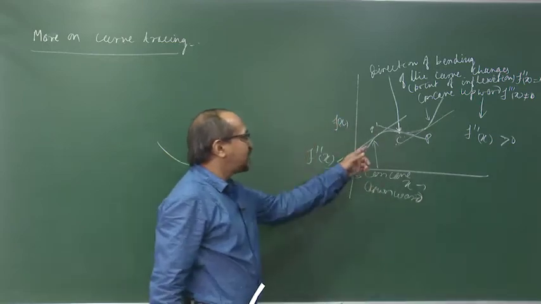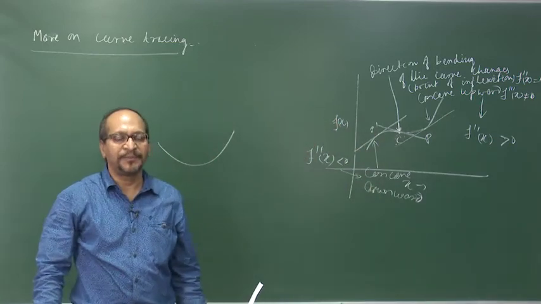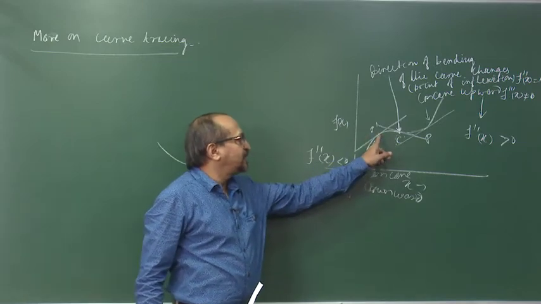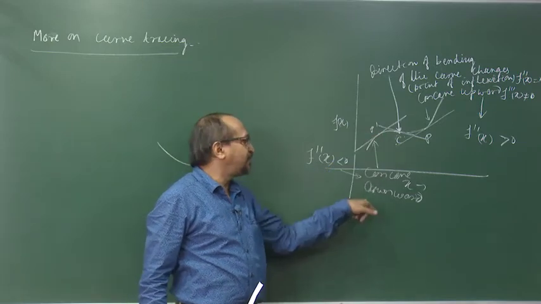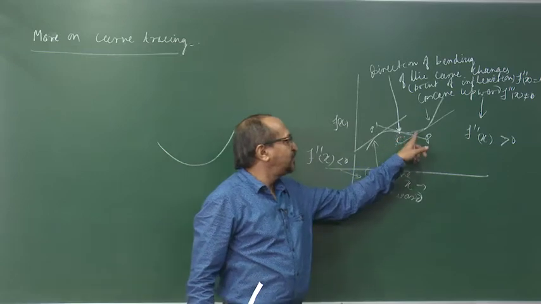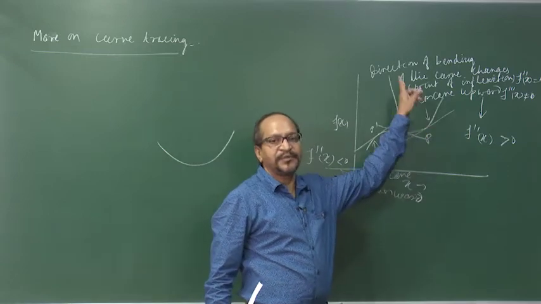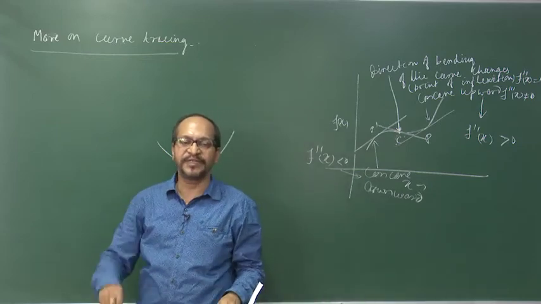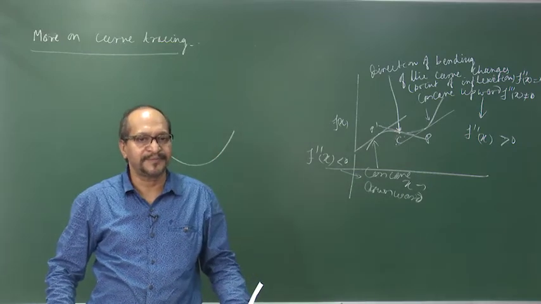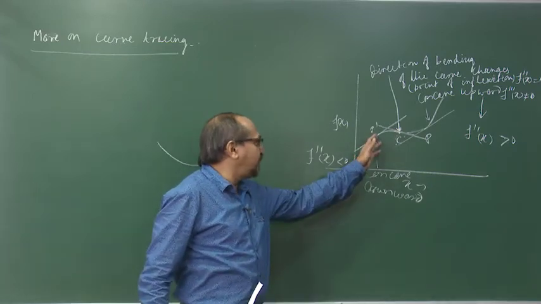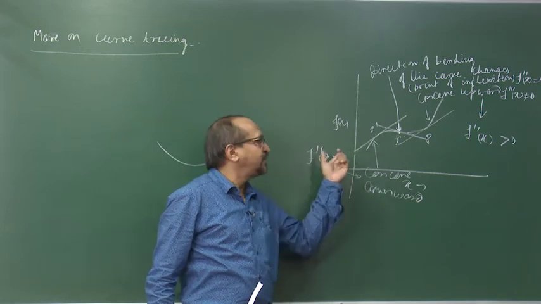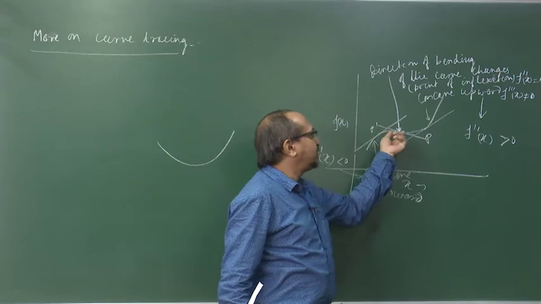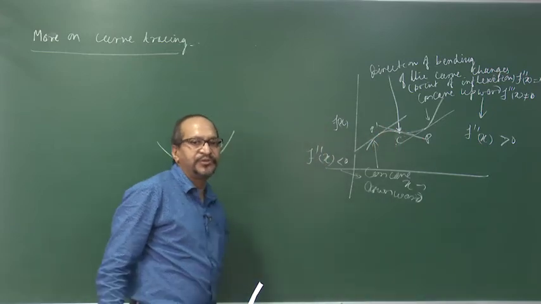So, we have discussed 3 important points of a curve. One, where the function is concave downward, another where the function is concave upward, and there is a point where the bending of the curve changes, called the point of inflection. Here the double derivative is less than 0, here the double derivative is greater than 0, and here the double derivative is equal to 0.